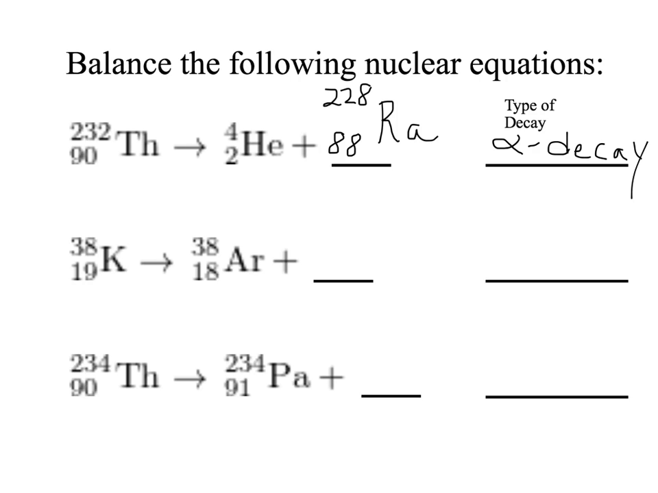In the next reaction, if we start out by looking at the charge, we've got 19 on the left and 18 on the right. So we're missing 1. 18 plus 1 equals 19. And you might have already noticed that the mass number is already balanced. So what do we put at the top for the mass number? If you thought 0, you thought correctly.